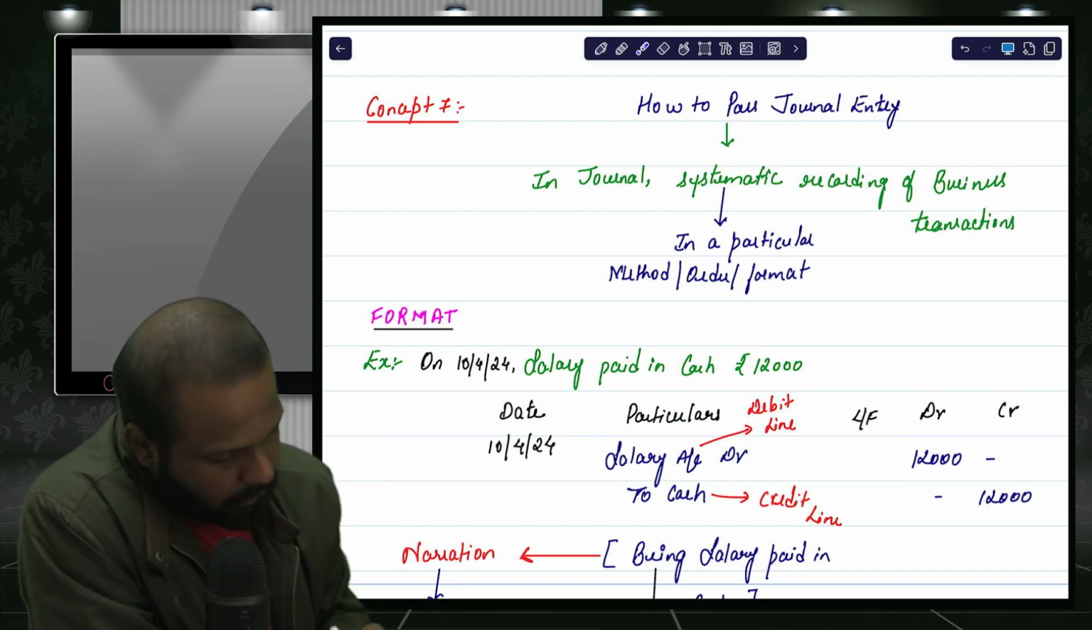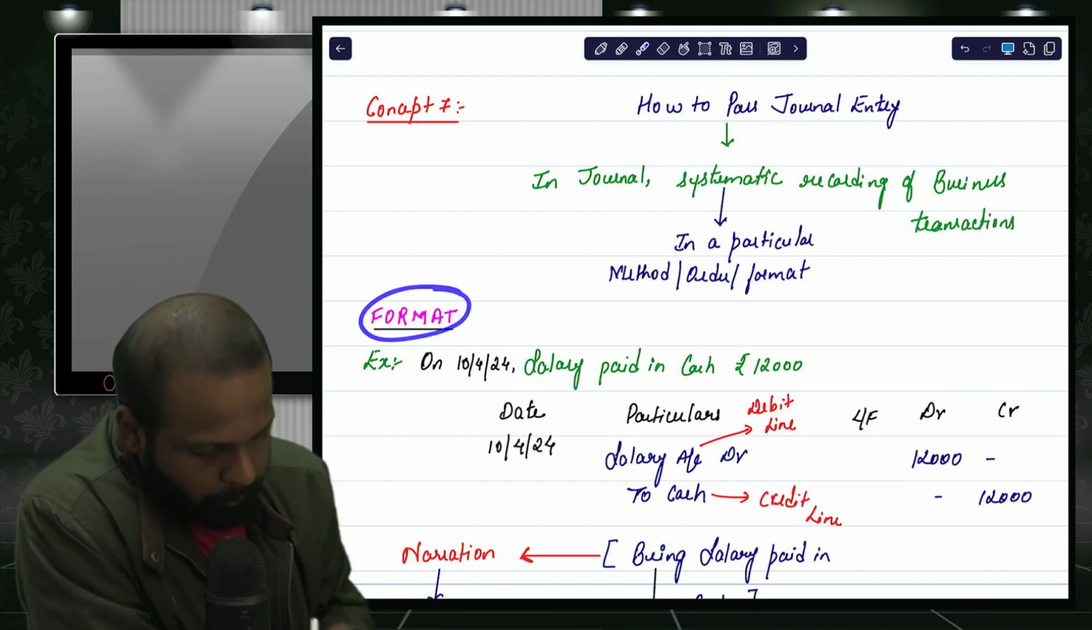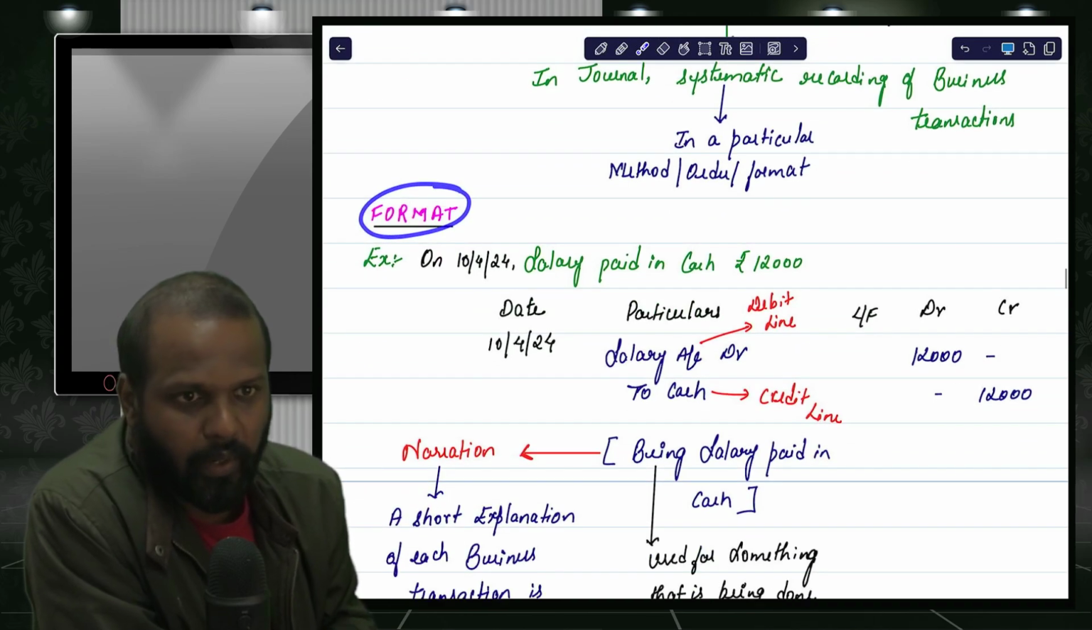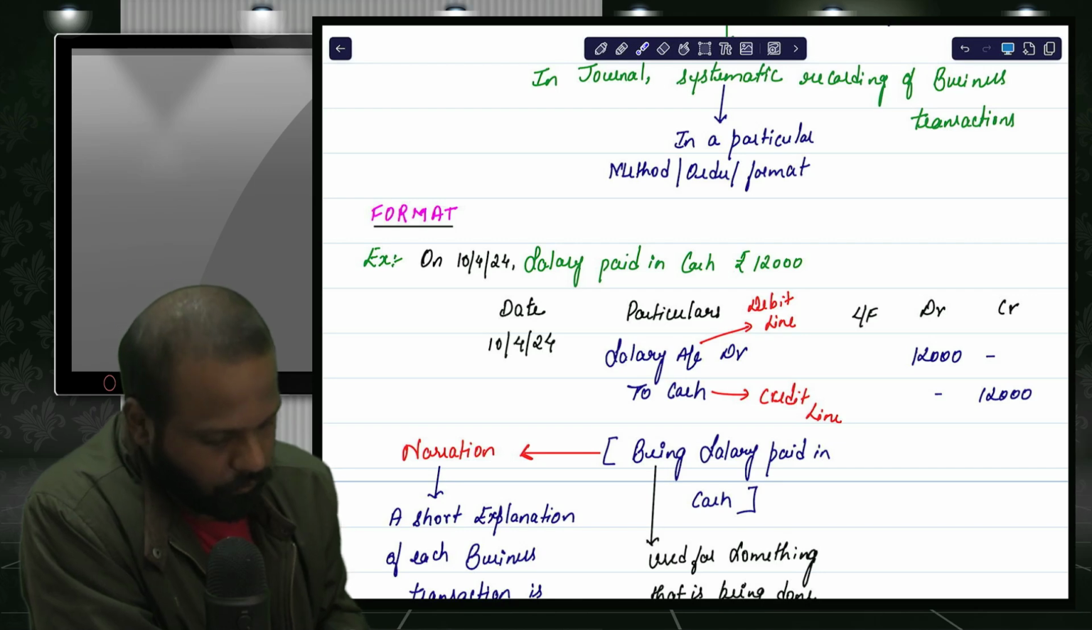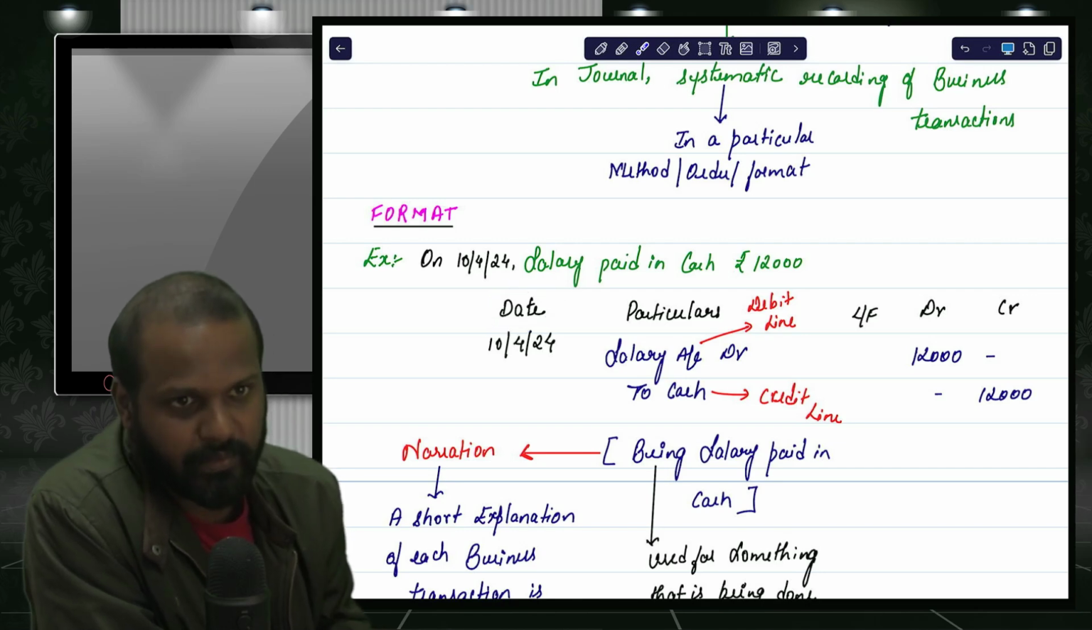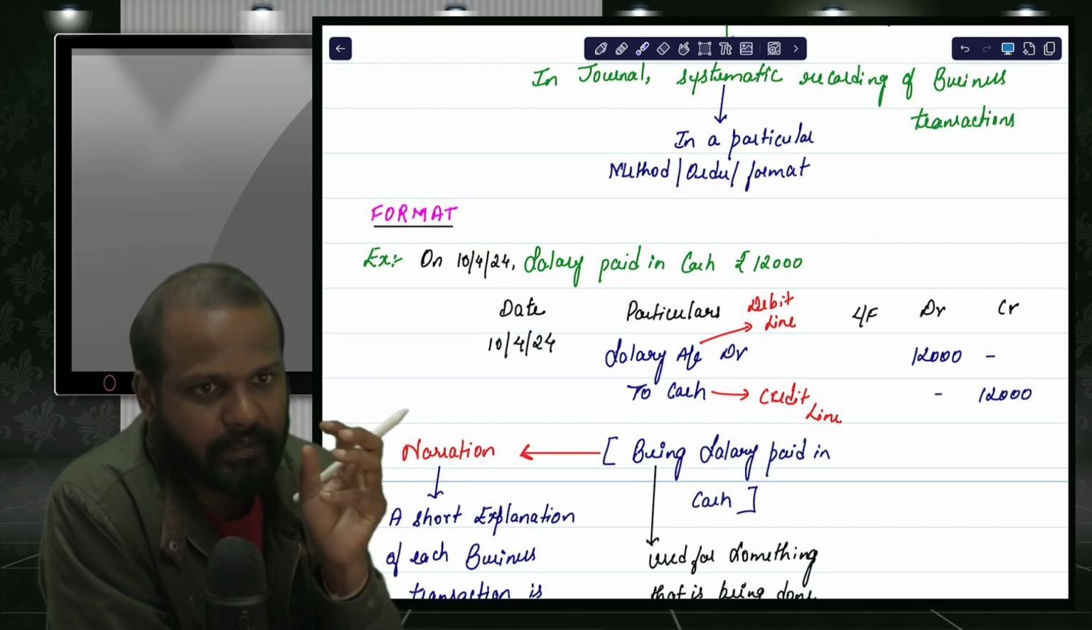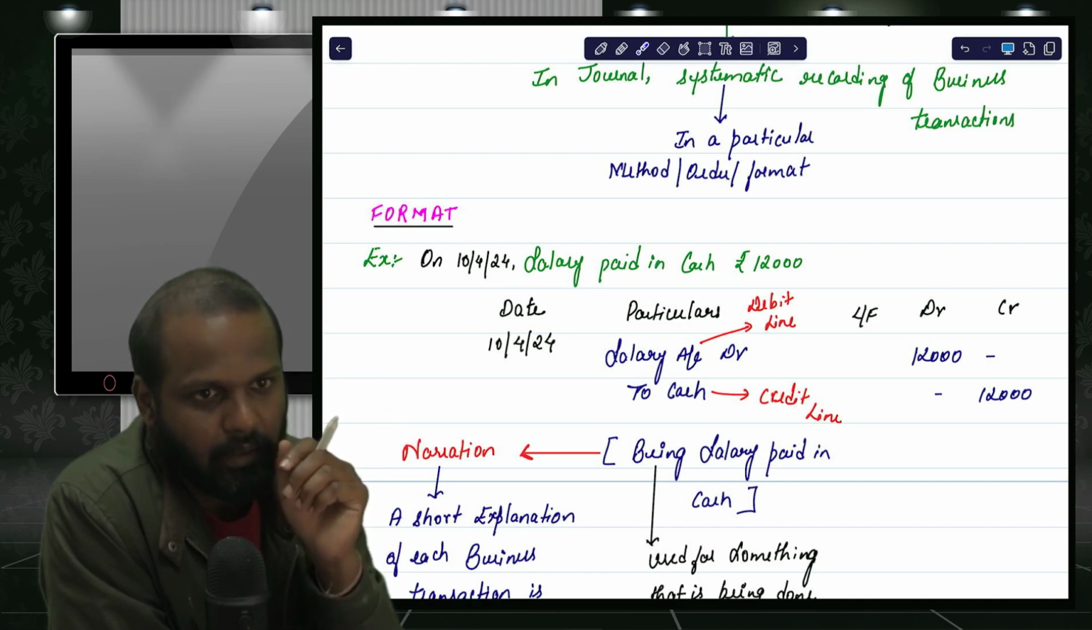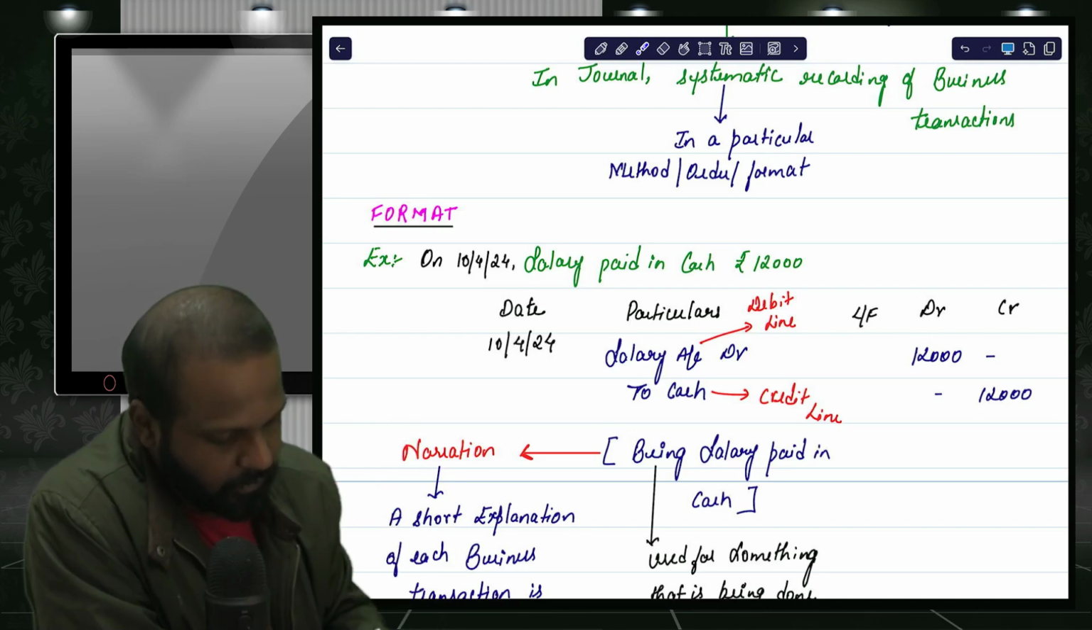So let us first try to understand the format of the journal. Totally 5 columns are going to be there in the journal. First one is called date, that is the date of transaction, when that particular business transaction has taken place. The date on which the transaction occurred, that date we are going to write.